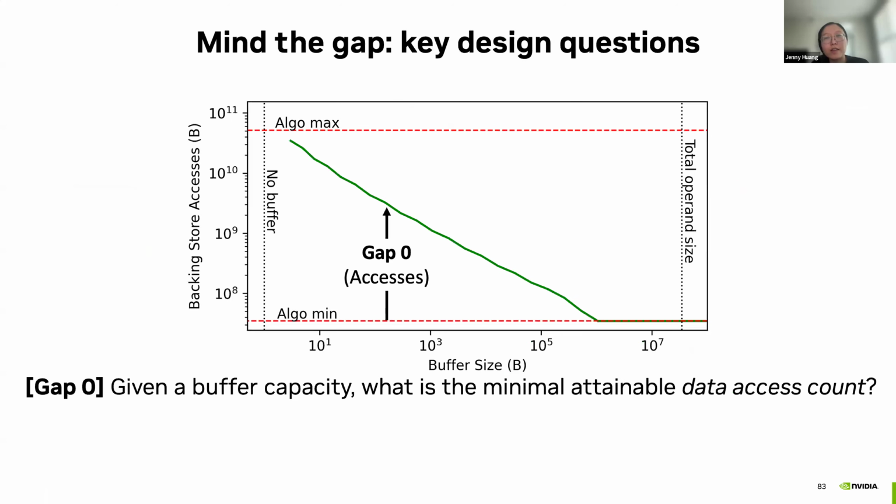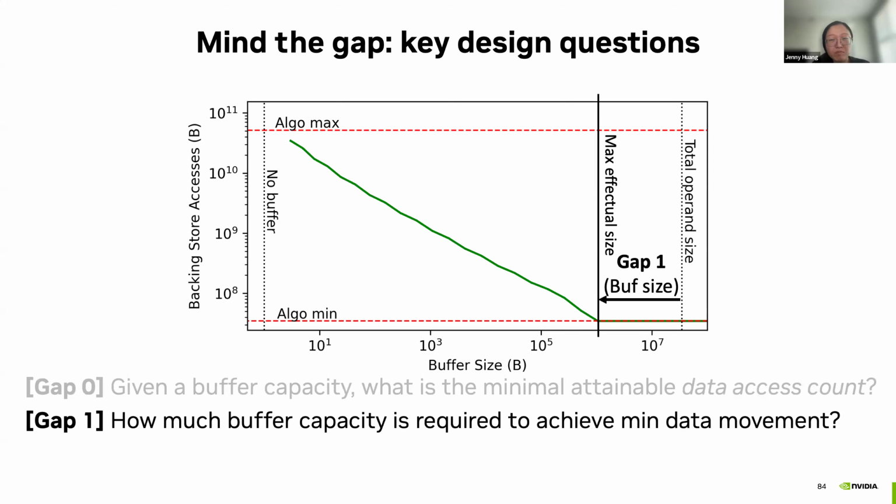So the first question is that given a buffer capacity, what is the minimum attainable data movement count to the backing store? As demonstrated by gap 0 in the slides, it could be orders of magnitude away from this algorithm minimum. And the second question for an architecture designer is how much buffer capacity is required to achieve the algorithm minimum backing store access count? Or equivalently, how do we size the buffer so we can fully exploit the reuse opportunity from an algorithm?